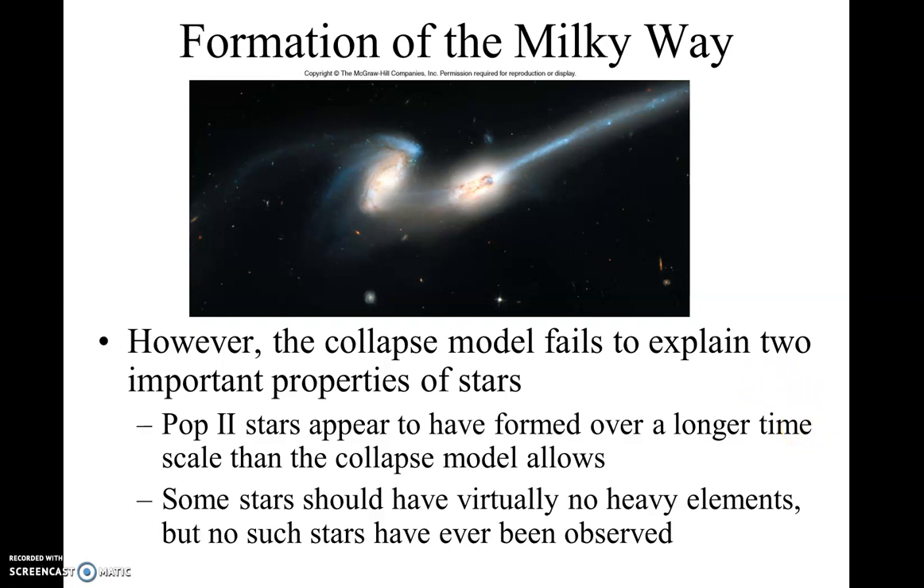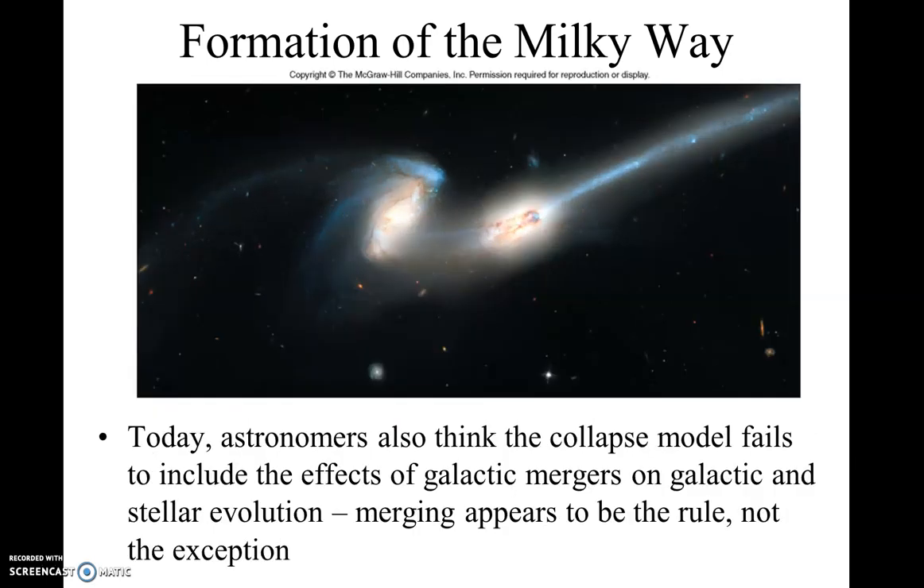Then I guess that's called the collapse model. But as it says, it fails to explain 2 important properties of stars. Population 2 stars appear to have formed over a longer time scale than the collapse model allows, and some stars should have virtually no heavy metals. But those are the ones that are typically called population 3 stars, and we don't find any population 3 stars.